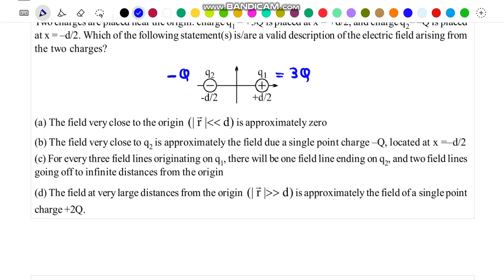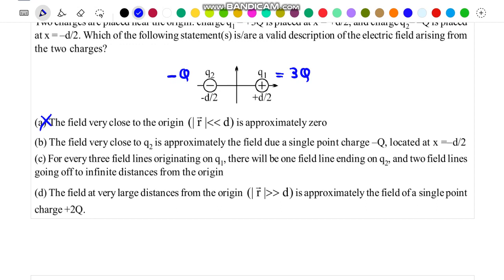The field very close to the origin is approximately 0. So for a point very close to the origin, we know that the value of field due to 3q will be more dominating and it will be repulsive, while the value of field due to minus q again is attractive, that is both the fields are pointing in the same direction. So this field very close to the origin is not equal to 0. So we can say that option A is incorrect.